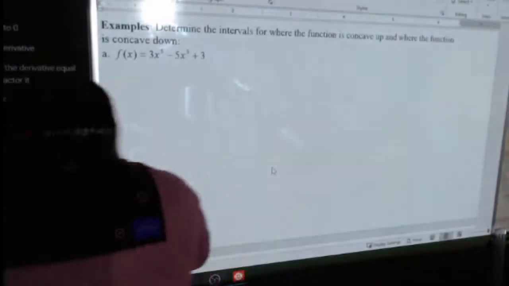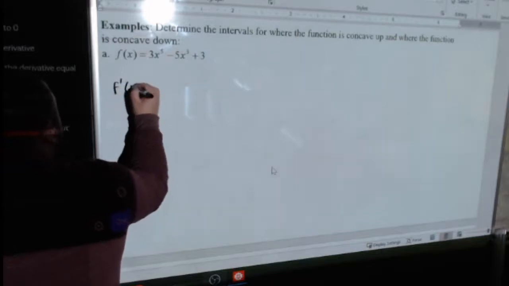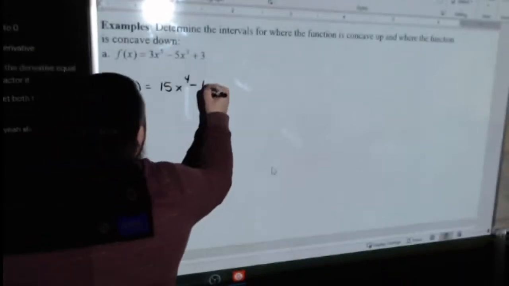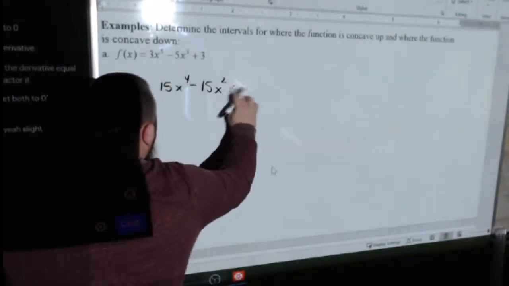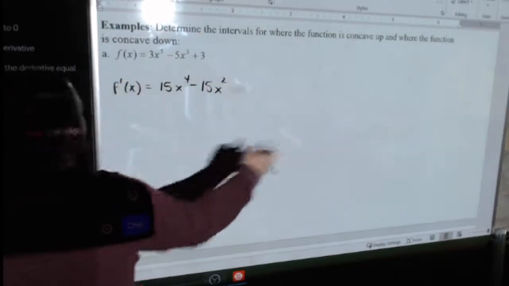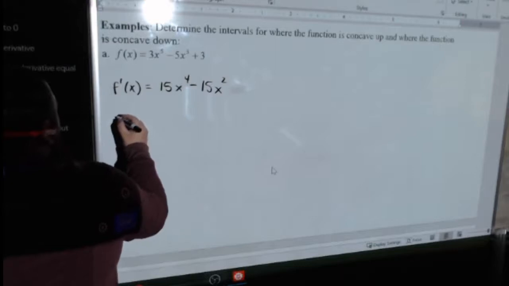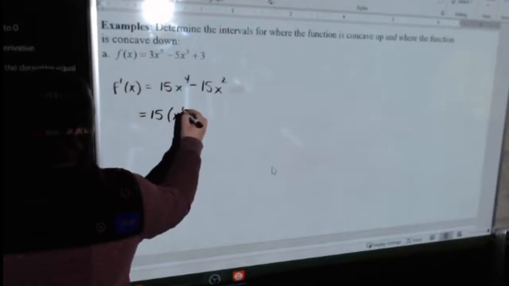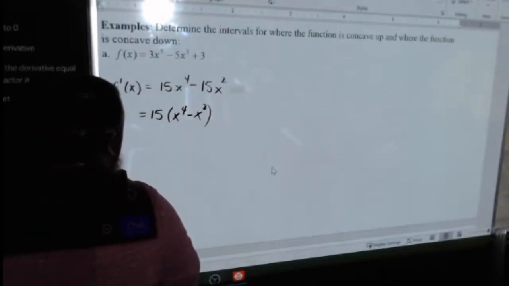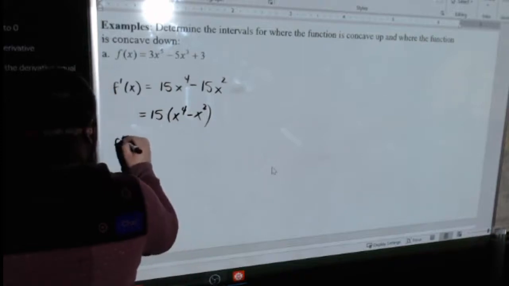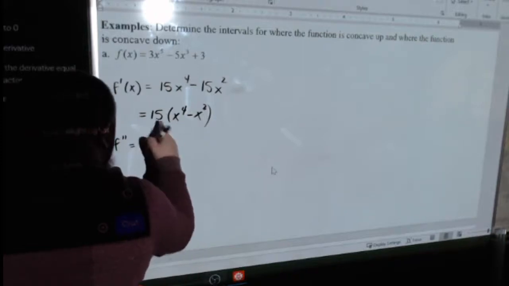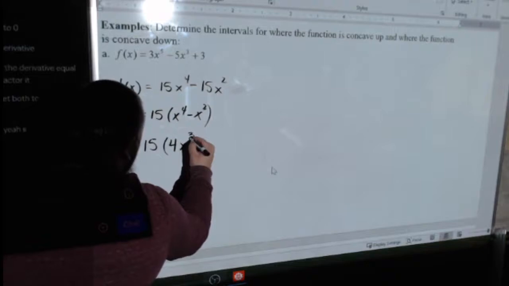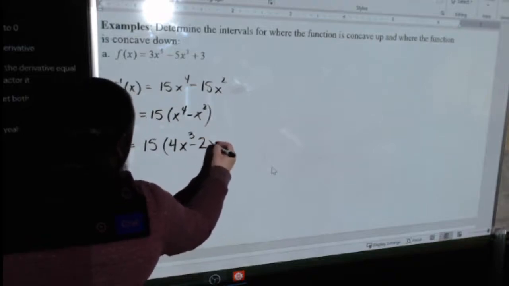I need to first find f prime. That's going to be 15x to the fourth minus 15x squared, and then plus nothing, right? It's a constant. Derivative gives us 0. Then, if I really wanted, I could write it like that, so that the second derivative, I can just leave this 15 out here, and then the derivative of x to the fourth is 4x cubed. Derivative of x squared is minus 2x.